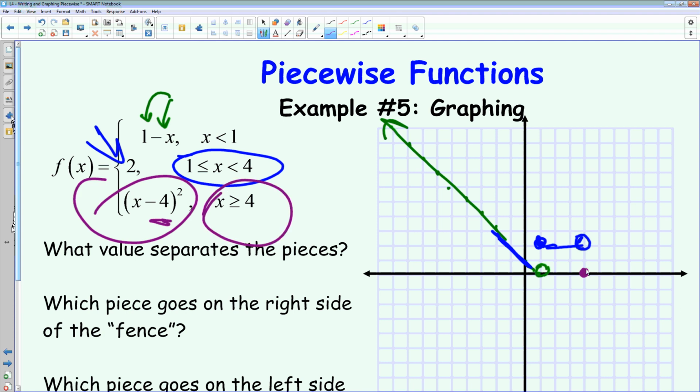And then to get other points, we could make a table of values and just plug in numbers that are greater than 4, like 5. Well, 5 minus 4 is 1, and 1 squared is 1, so 5, 1 is a point. We could plug in 6. 6 minus 4 is 2, and 2 squared is 4. So 1, 2, 3, 4. So we see that U shape forming.